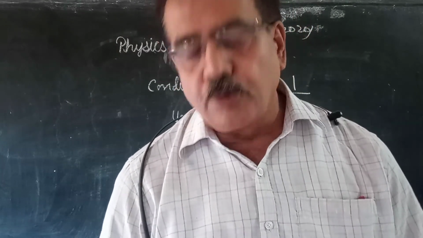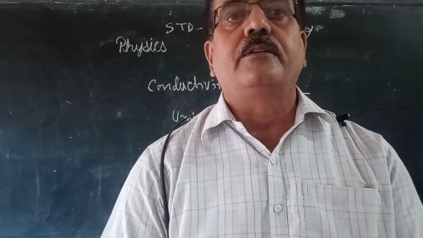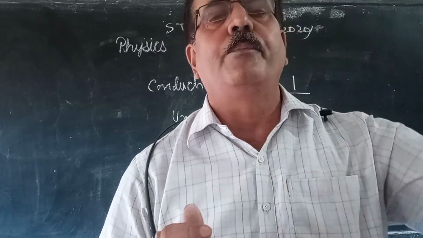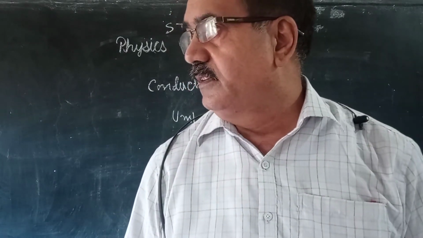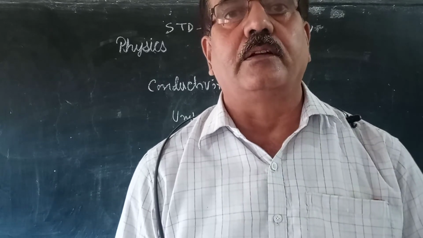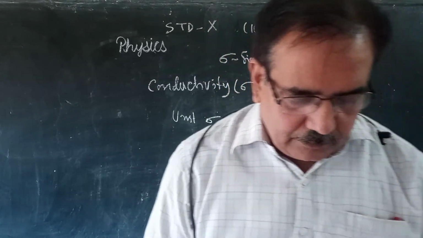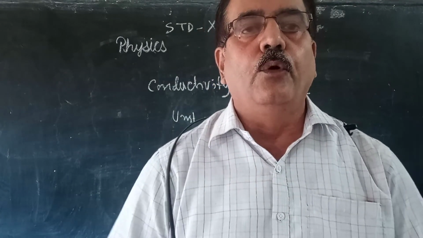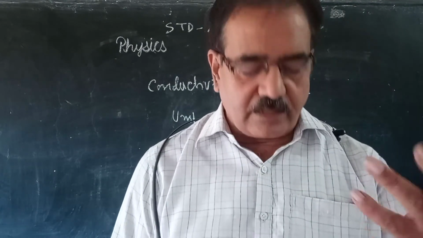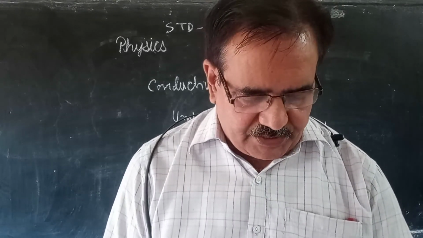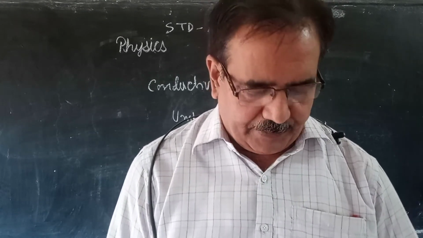Then one topic is superconductor. Superconductor, what do you mean by superconductor? Means current can flow without any obstruction. Right? The current can flow without any obstruction. That is superconductor. Right? So even at absolute zero temperature, no resistance is there. That is known as the superconductor. The superconductor is a substance of zero resistance at a very low temperature.